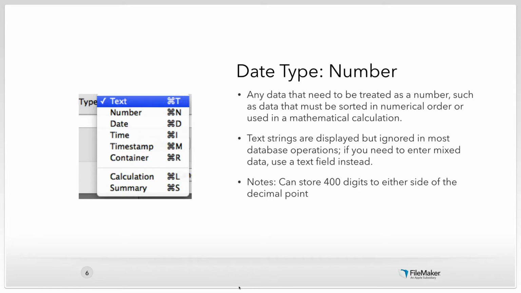And just a note that one text field can store approximately 2 GB of value. So that's 2,000 characters worth, so more than enough for a notes field and so on. So numbers, of course, are very useful when you're doing mathematical calculations. If you want to add mixed data, then use a text field instead. And you can store over 400 digits to either side of the decimal point. So again, quite a large number.